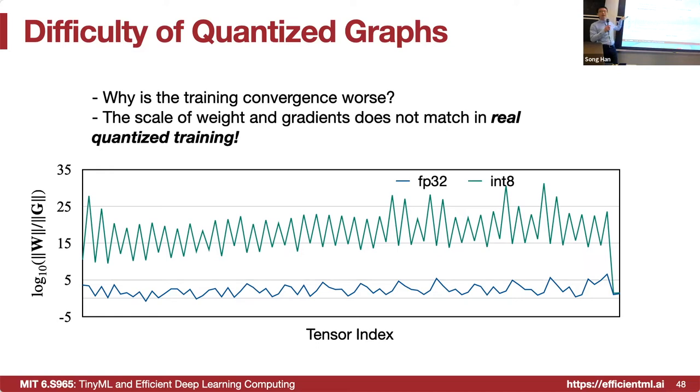Since we are using the gradient to update the weight, we hope the relative range will be relatively similar. But for this comparison of FP32 versus int8 training, there's actually a big gap in this ratio. Can anyone tell me what it means to have a much larger ratio between W over G?